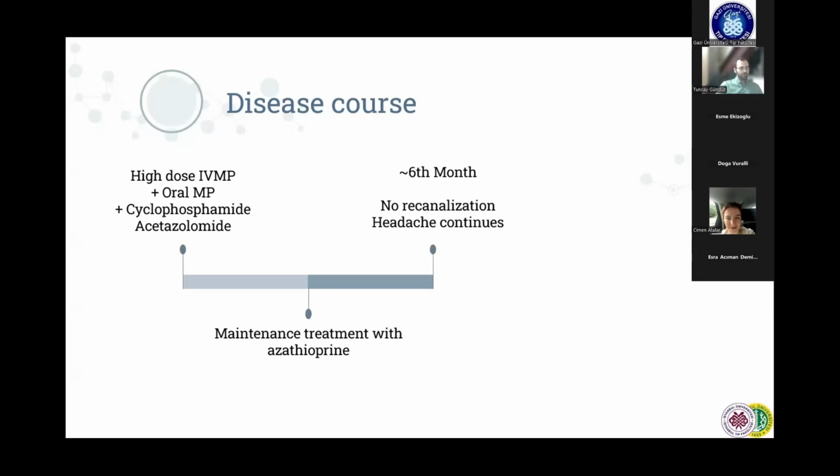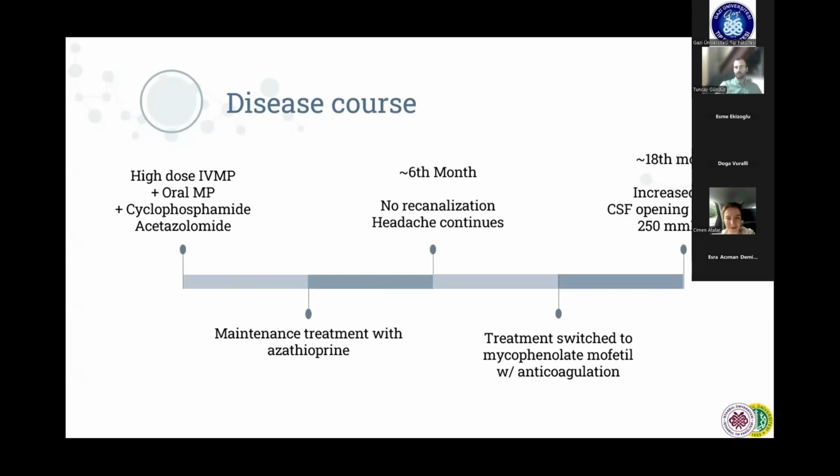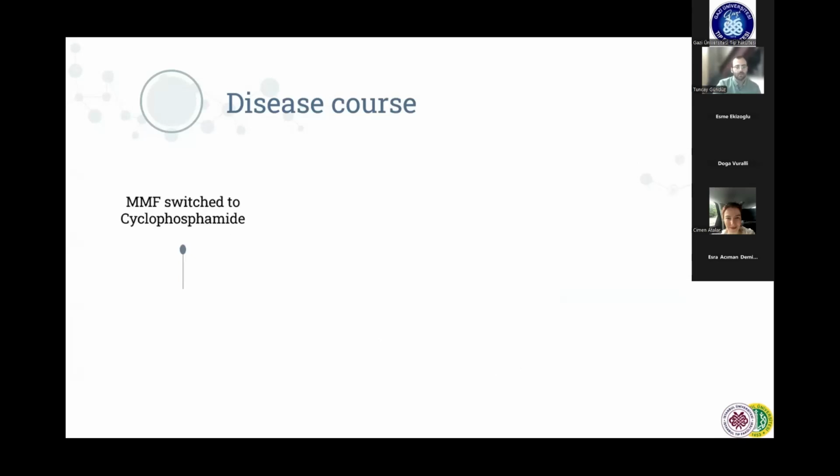So we considered that it might be a treatment failure. We switched the treatment from azathioprine to mycophenolate mofetil and did some workup to make sure there was no arterial aneurysm. After we were sure, we also started anticoagulation in this patient. But at 18 months, he still had continuing headaches and some visual impairment, and the control CSF studies showed that the opening pressure was still at the high end.